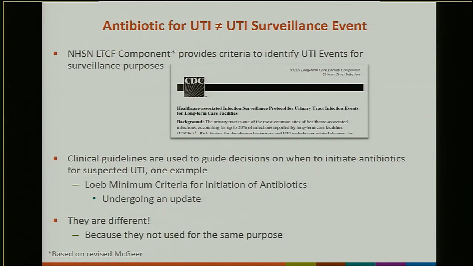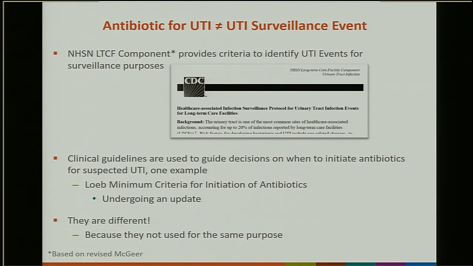Within the NHSN surveillance component, there are criteria that are used to identify UTI events for surveillance purposes. And I think we all feel sometimes that there may be residents out there that almost meet these definitions or have some of the criteria present, and they've also been diagnosed with a UTI by a provider, and they're also receiving an antibiotic from a provider. But unless those criteria are met, that's not something that we want reported into the system.